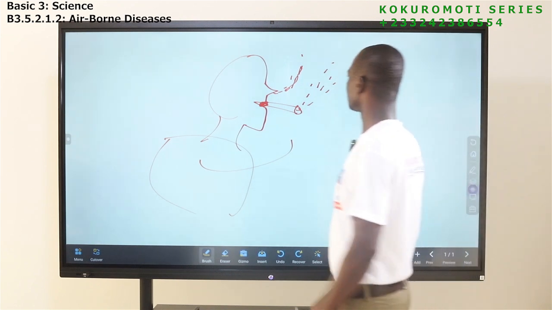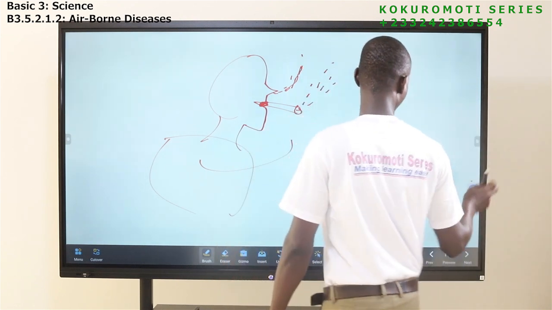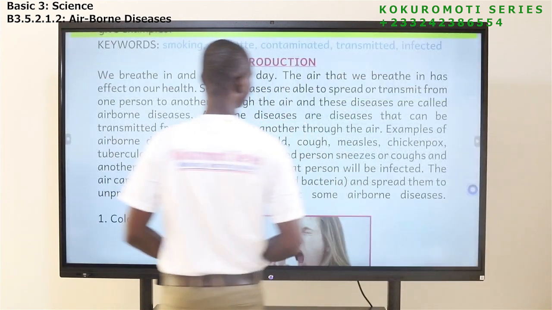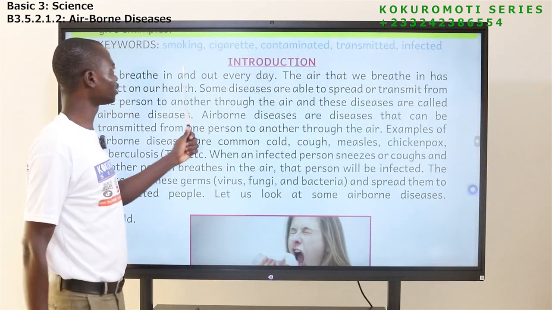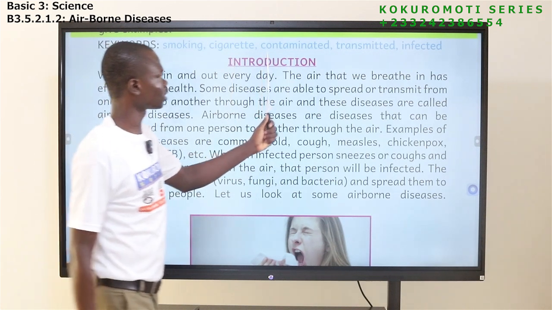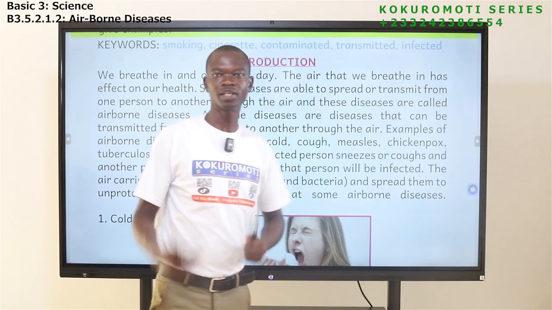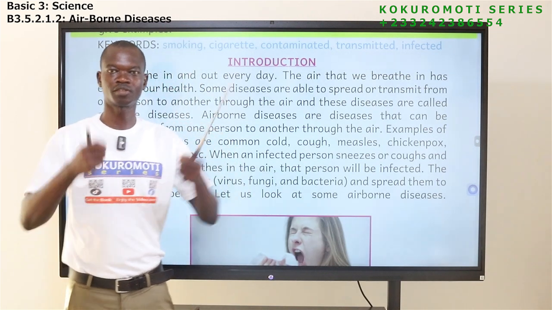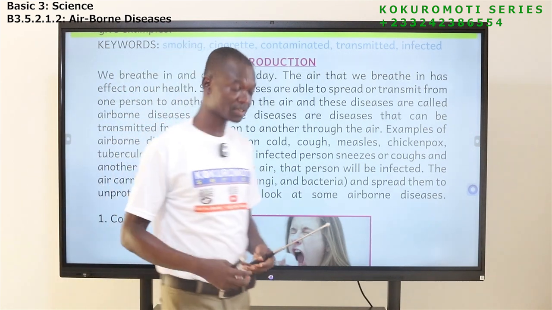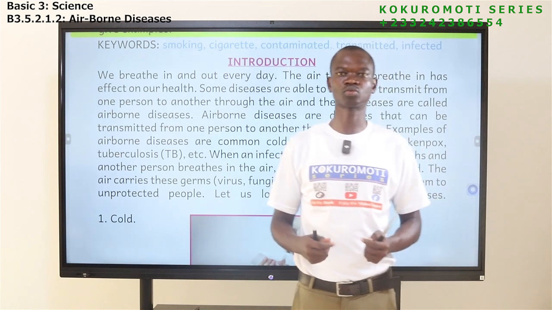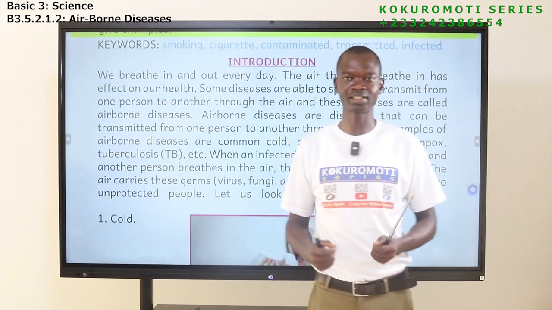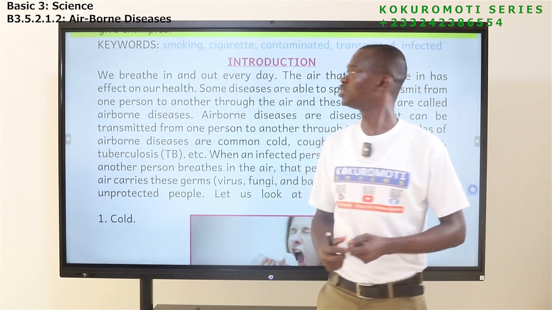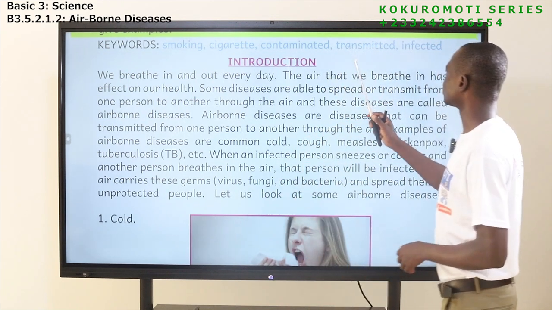So people smoke cigarettes. Let's go back. So this is smoking cigarettes. The next one is contaminated. To contaminate means to make something impure, to affect the purity of something. So if something is contaminated, it means it is not pure. It is not clean. It is not healthy. It is not good again. The quality of it has reduced.